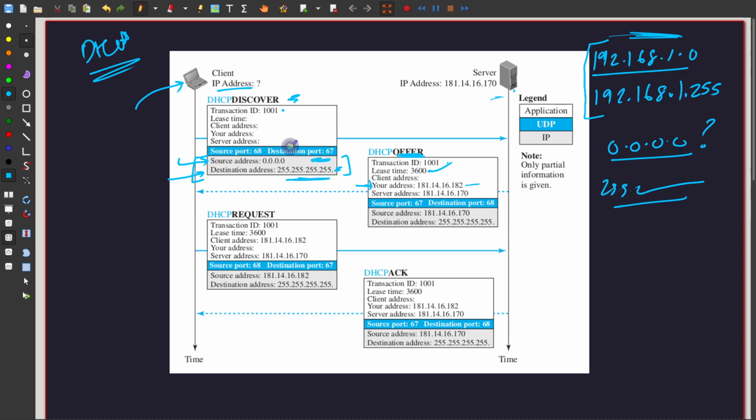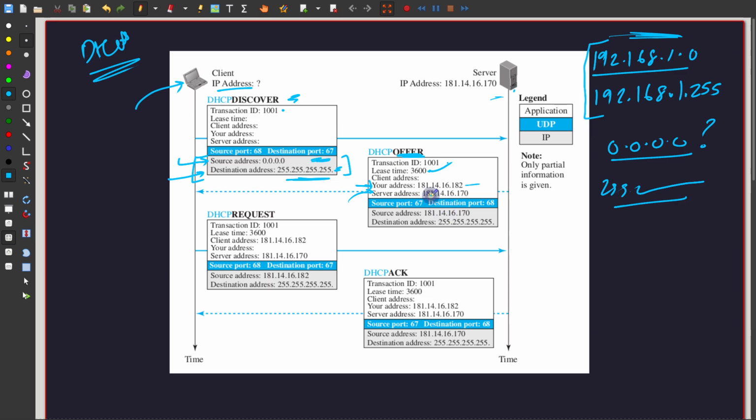And it tells the client that, look, I am the server and my address is 181.141.6.170. So it tells it, you stop yelling at the wind, stop it. My address here is 181.141.6.170.